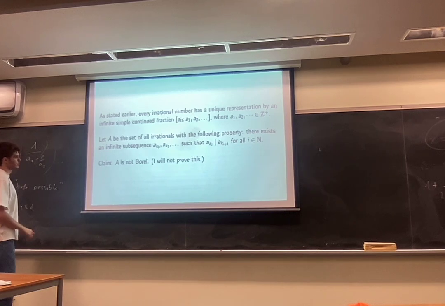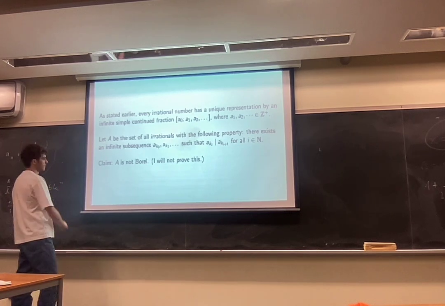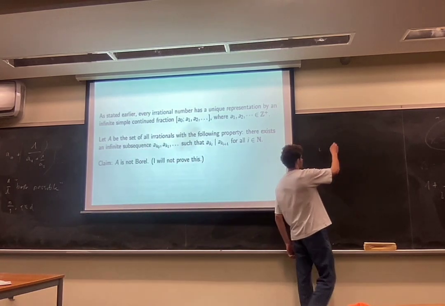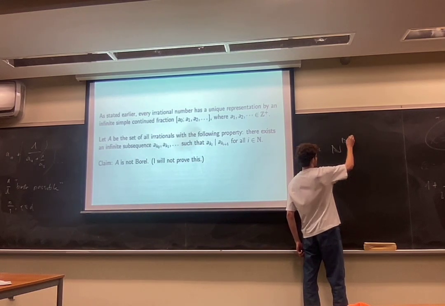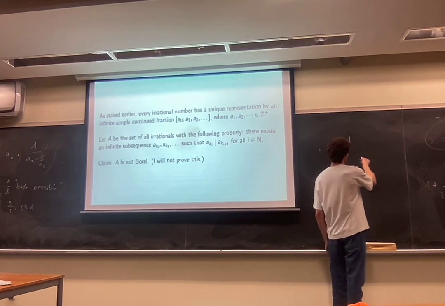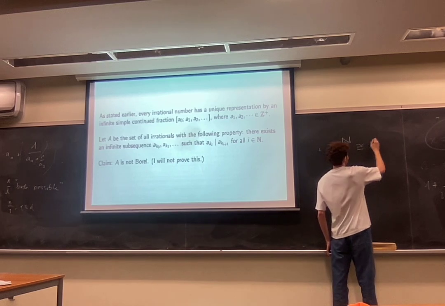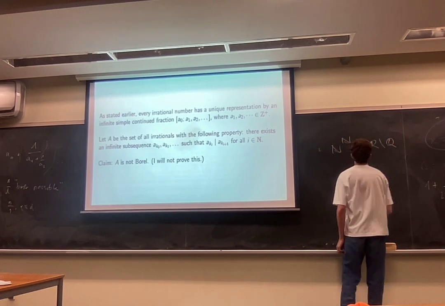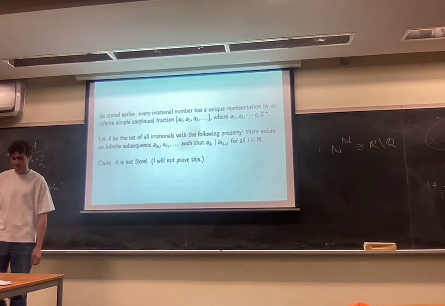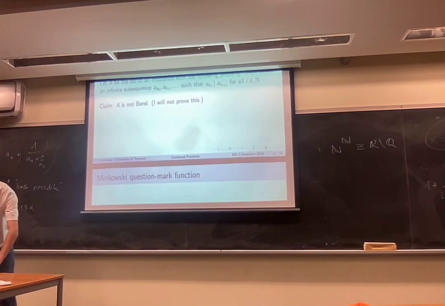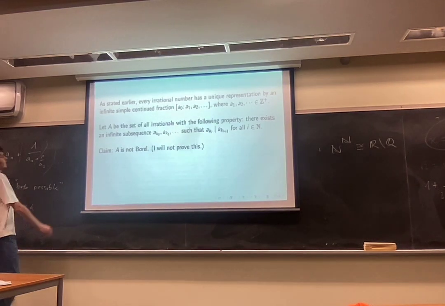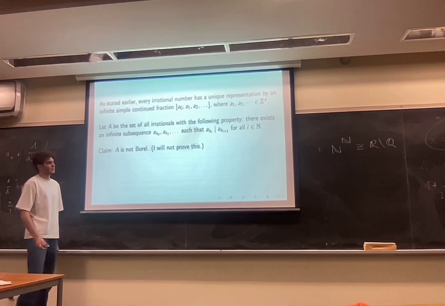If you are interested in more descriptive set theory, there's another use of continued fractions, and you can construct a homeomorphism between the Baire space, which is N to the N, just infinite sequences of natural numbers, and you can prove that this is homeomorphic to the set of irrationals. Once again, I will not prove this, but you can find it online. Even though I will not prove this, I sort of owe it to you to explain why this is true.